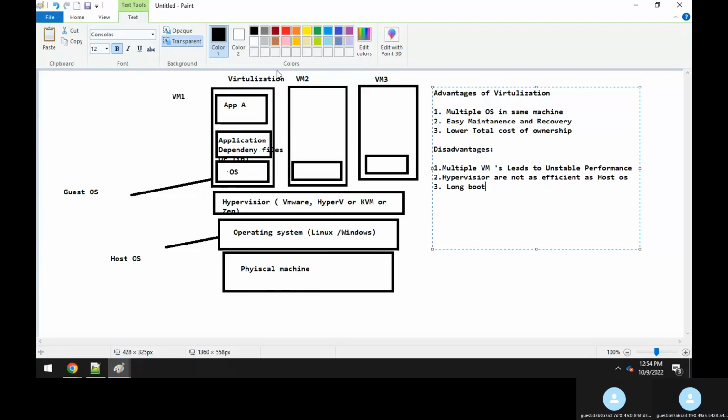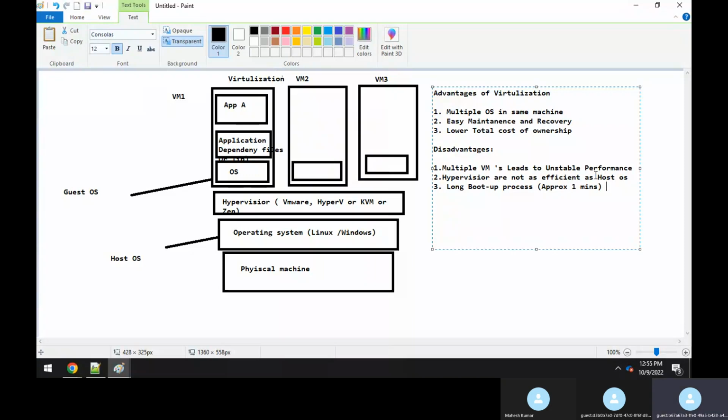Another disadvantage is long boot up time. A long boot process has to happen for any kind of VM. Sometimes it used to take around 1 or 2 minutes to come up. Suppose you switch on the virtual machine, it might take around 1 minute to come up. So those are some of the disadvantages we have in virtualization technology.